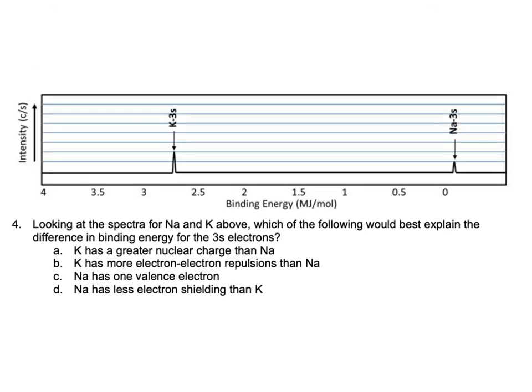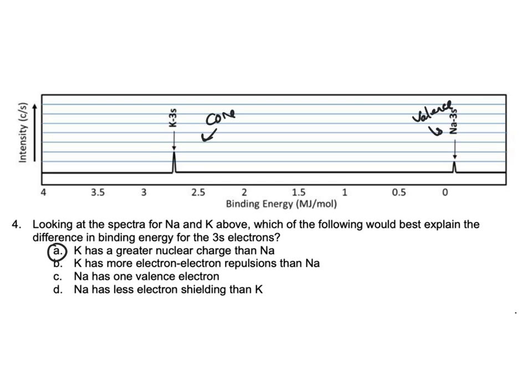Finally, we'll leave you with this particular question. Looking at the spectrum of Na and K, which of the following would best explain the difference of the binding energy of the 3s electrons? First of all, the difference between the 3s electrons in sodium and potassium is that sodium's 3s electron is a valence electron, and the potassium is a core electron. Looking at the answer choices, the answer is A.